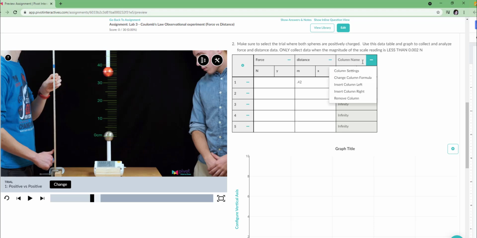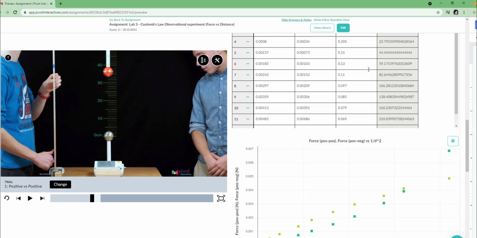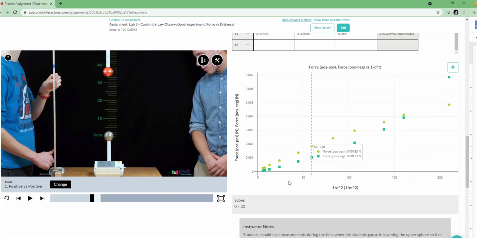And I will name that 1 over d squared for the column name, and the value would be 1 over meter squared, or meters to the negative 2 for units. The graph title will be force versus 1 over d squared, and I'm going to make a graph of force on the y-axis and 1 over d squared on the x-axis. And that should look linear.